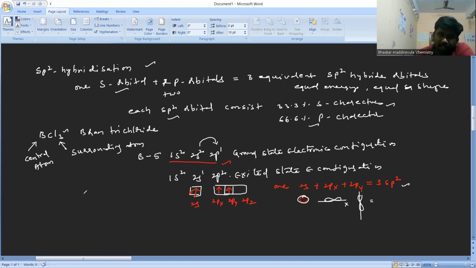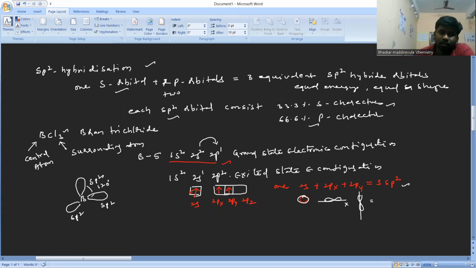Okay, so these three sp2 hybrid orbitals will orient around the boron with an angle of 120 degrees. There is one sp2 orbital, one more sp2 orbital, and one more sp2 orbital. So they will orient at an angle of 120 degrees around the central atom boron.